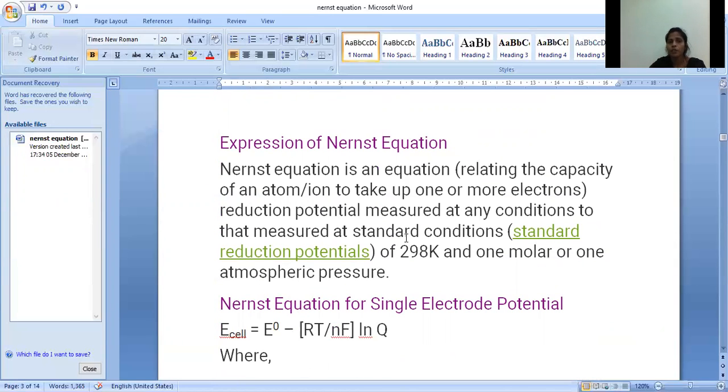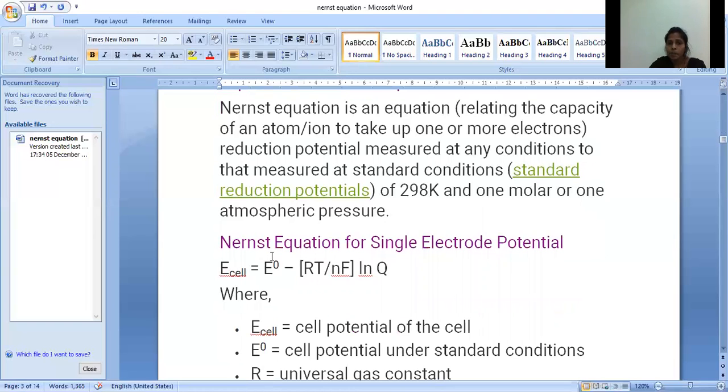So how to write the Nernst equation? What is the Nernst equation? Nernst equation is an equation which relates the reduction potential measured at any conditions to that measured at standard conditions of 298 Kelvin and 1 molar or 1 atmospheric pressure. That means it is having the relationship between the reduction potential measured at any conditions and at standard conditions, that means E cell and E naught cell. That relation is nothing but the Nernst equation.